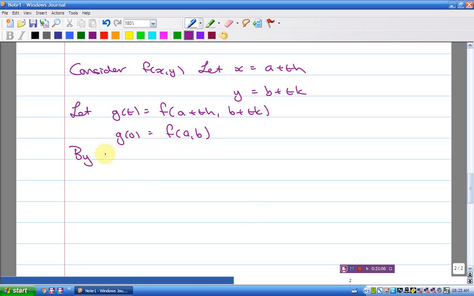By the chain rule, now I'm going to differentiate just like I did a page up. But it's going to require the chain rule because f is explicitly a function of x and y and only implicitly a function of t. g'(t) is this thing.